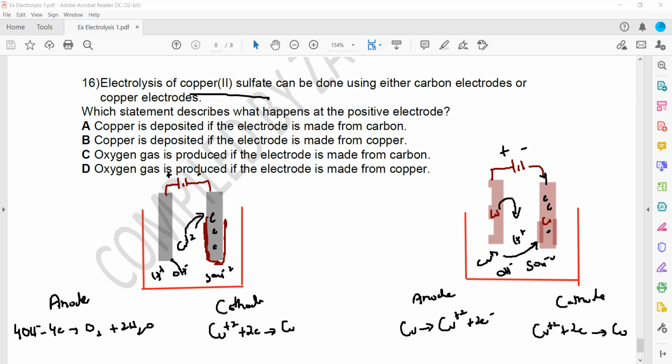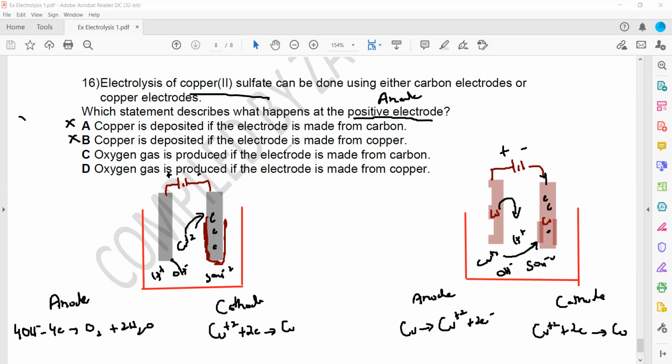Now we have to check the statements. Which statement describes what happens at the positive electrode or anode? At anode, copper is deposited. Look, copper is a positive ion. Copper can never be deposited at the anode. Copper is not collected at the anode. So A and B cannot be the answer, because copper is a positive ion, so it can only be deposited at the negative electrode.